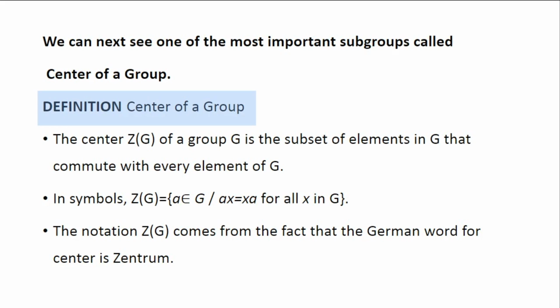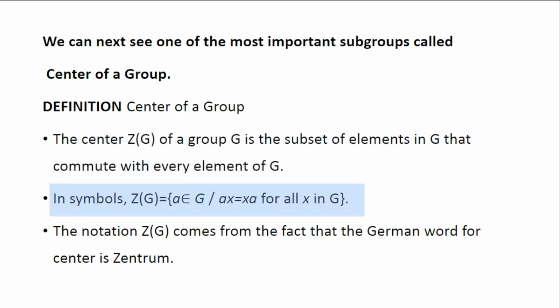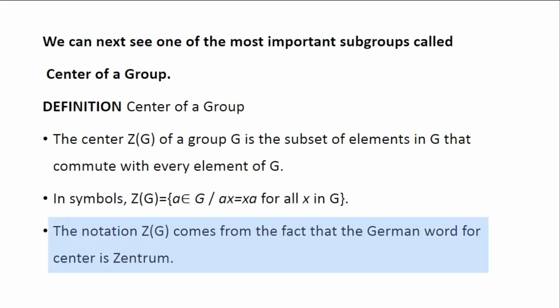Next, we can see one of the most important subgroups, called the center of a group. Definition: the center of a group G is the subset of elements in G that commute with every element of G. In symbols, Z of G is equivalent to the set of A in G such that AX is equivalent to XA for all X in G. The notation Z comes from the fact that the German word for center is Zentrum.